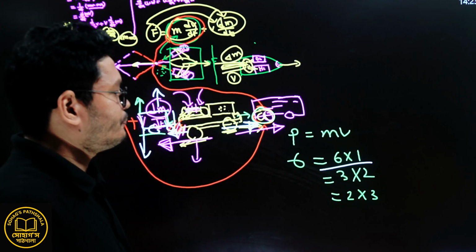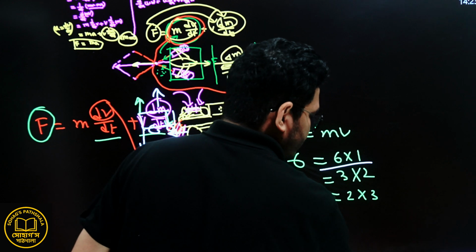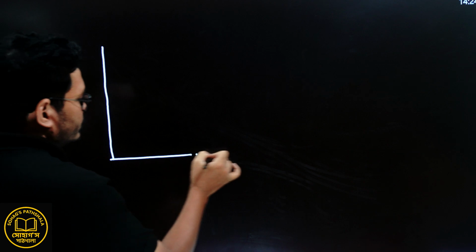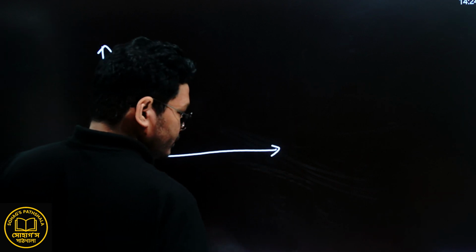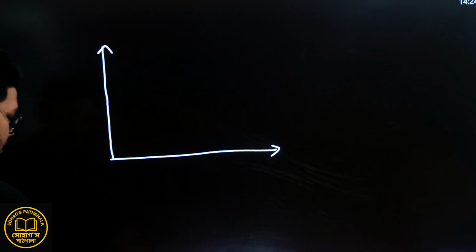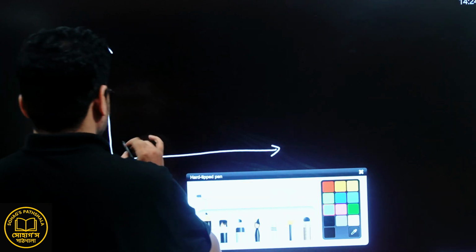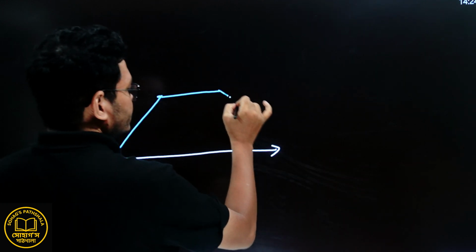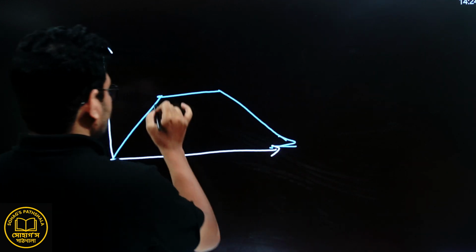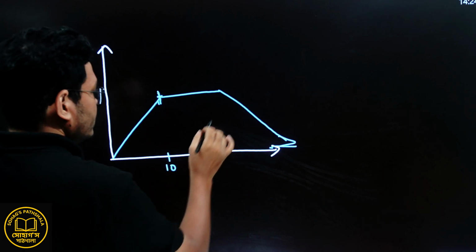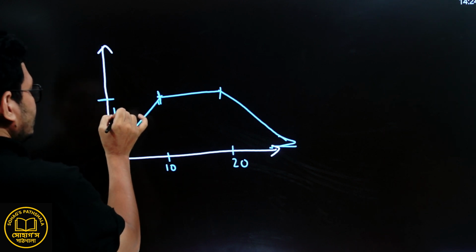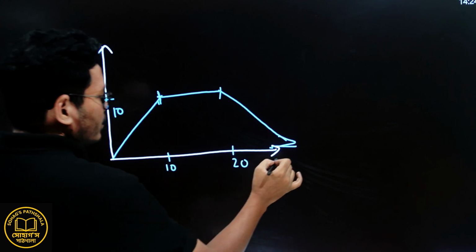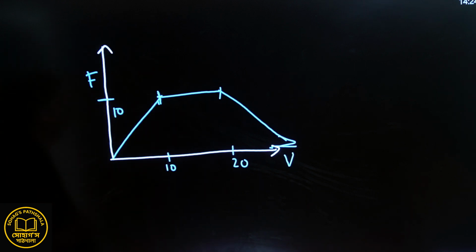Now think about a math. Let's see a graph. Okay, and this graph is giving an idea like this. So this is about 10, this is about 20, and this is about another 10. This is force and this is velocity. So force and velocity curve, right?